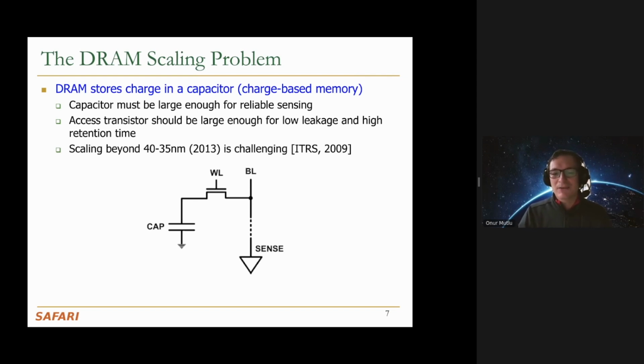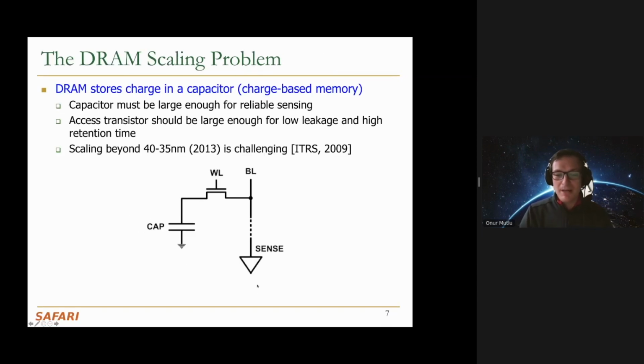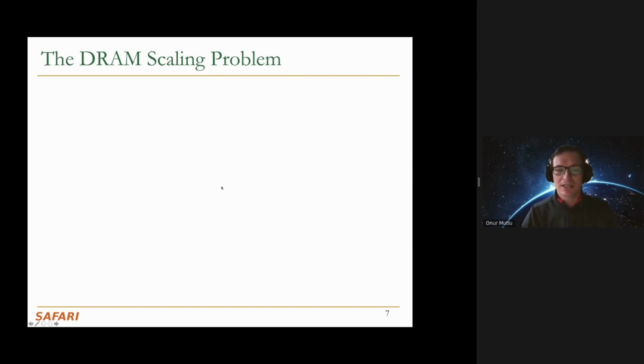So why? If you look at DRAM, it's basically the main memory technology that we use to build essentially all of our main memories today. And it consists of two components: the storage unit, which is the capacitor in DRAM because it's charge-based memory, and then the access unit, which consists of the access transistor, bit line, and the sense amplifier. And for any memory to work, both the storage unit must work and the access unit must work.